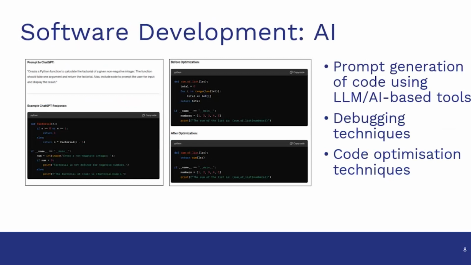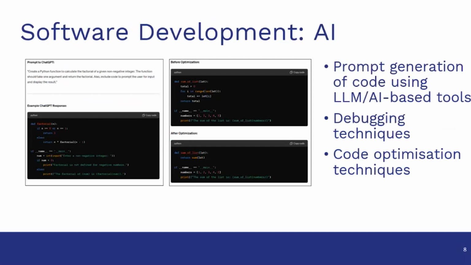Students will explore prompt generation of code using large language models and AI-based tools such as ChatGPT and similar. Debugging techniques are explored in the textbook to show students what best practice is as far as how to use these models. There is a fine line between plagiarism and using the models as ideation and assistance tools.